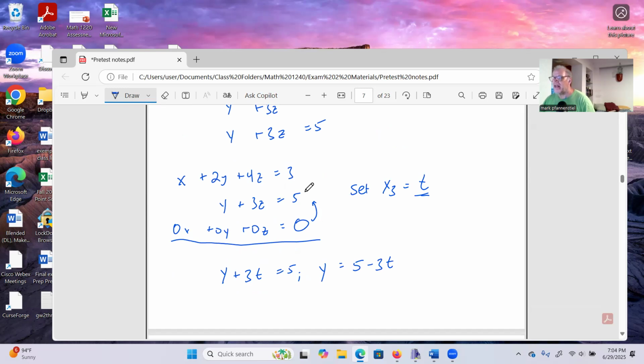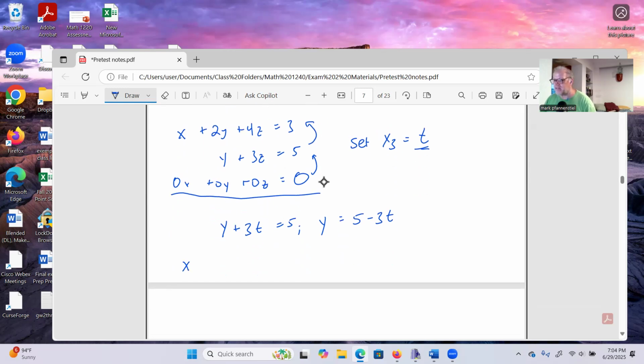All right. And now that I've got that done, we're going to take row 2 and we're going to roll it up into row 1. So in row 1, I have x plus 2y. So we have 5 minus 3t here, plus 4z, which is t, is equal to 3. All right. So all I did was replace my y with what I found for y, and I replaced my z with what I found for t.